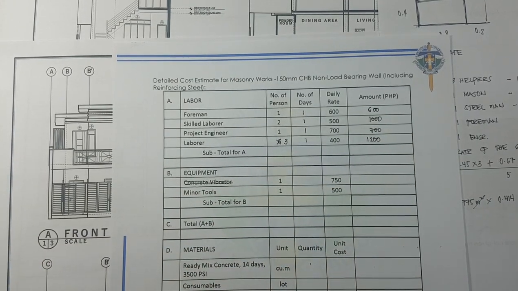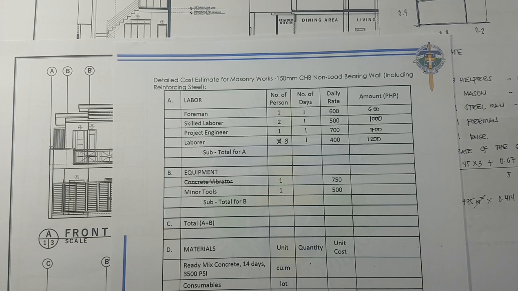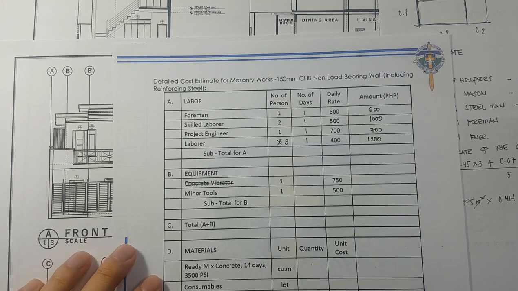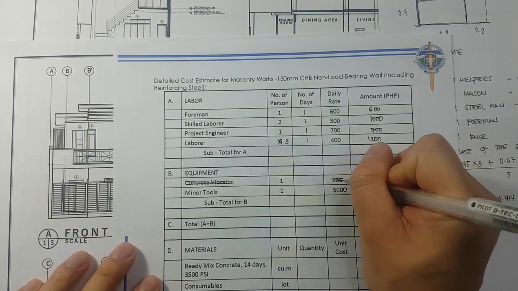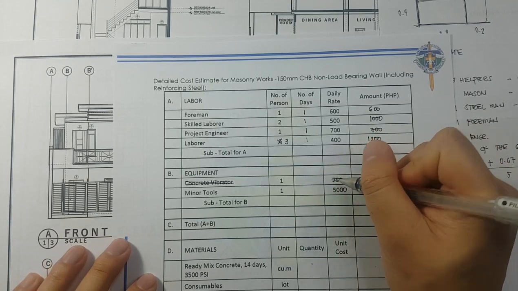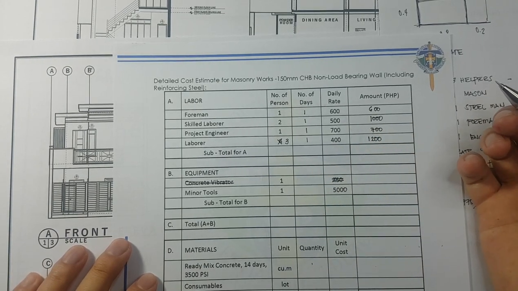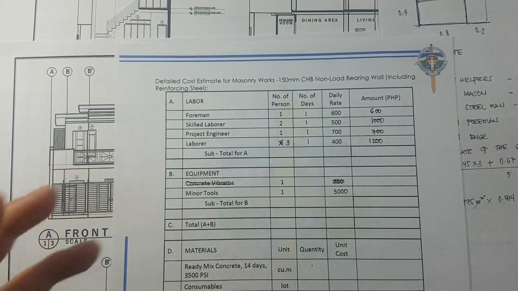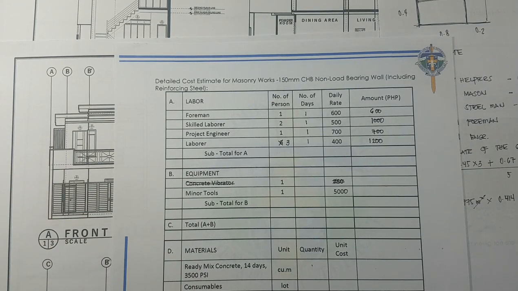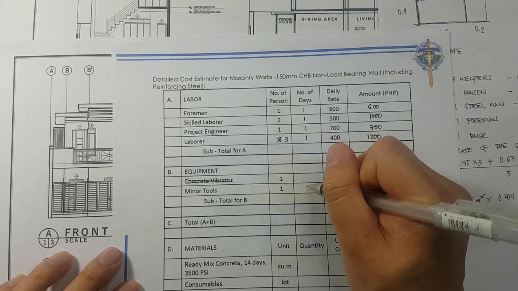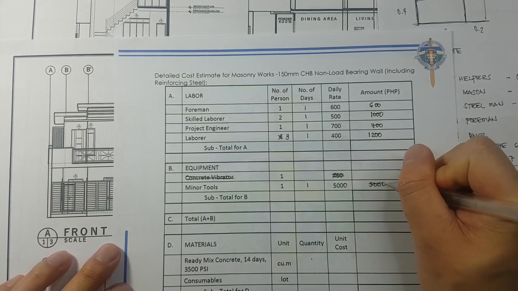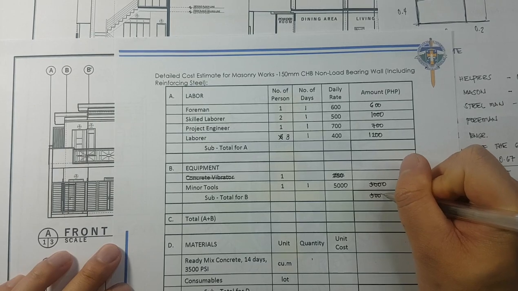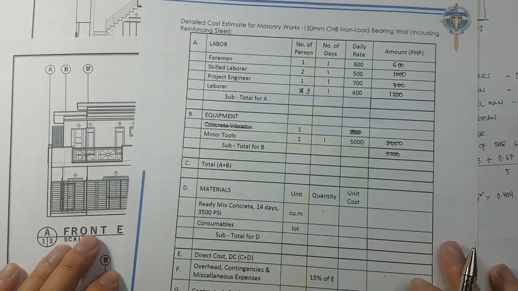And for the minor tools, the tools of our workers, let's say that is around 5,000. Okay? Or, yeah, let's say that's just a rough estimate of 5,000. Or if you have the value of their tools, then well and good. So, the number of days you have there, 1,000. Therefore, the subtotal is equivalent to 5,000 for the equipment cost.